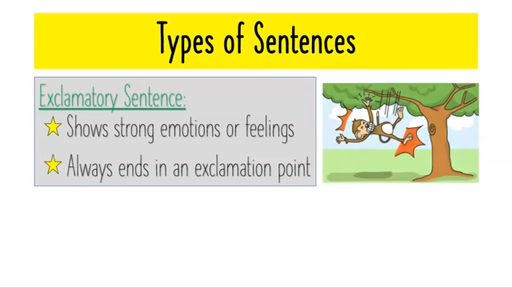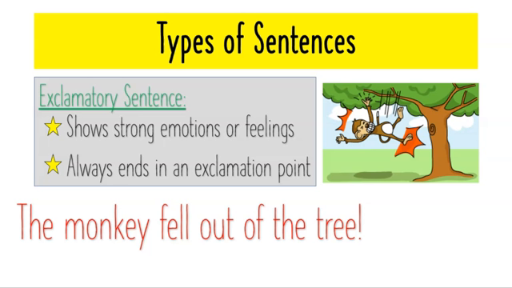Here's an example of an exclamatory sentence. The monkey fell out of the tree! This is an example of an exclamatory sentence because it shows strong emotion and it ends in an exclamation point.